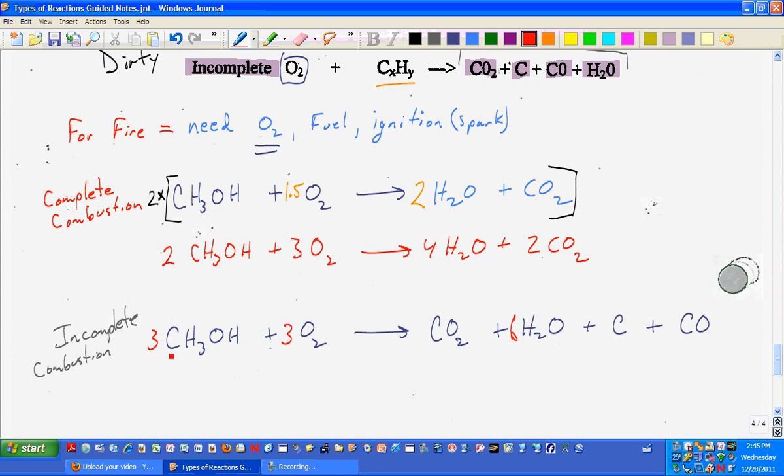Let's double check this. 3 carbons. 1, 2, 3 carbons. 3 times 3 is 9, plus another 3 is 12 hydrogens. 6 times 2 is 12 hydrogens. 3 oxygens, plus another 6 oxygens is 9. And I've got 2 plus 6 is 8, plus 1 is 9. Incomplete combustion. There we go. Balanced.